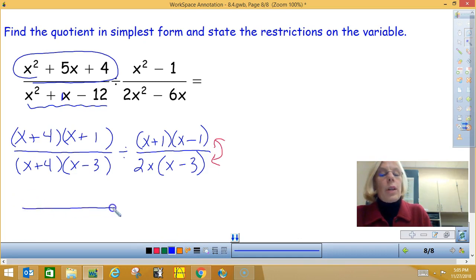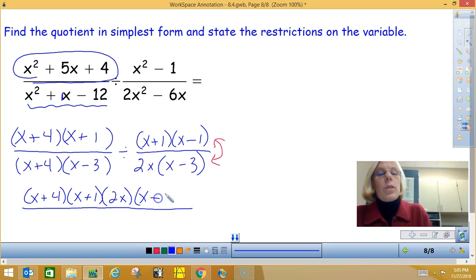So I will write it all as one big rational expression, x plus 4, x plus 1, 2x, x minus 3. In the denominator, I have x plus 4, x minus 3, and then the factors from my difference of squares, x plus 1, x minus 1.